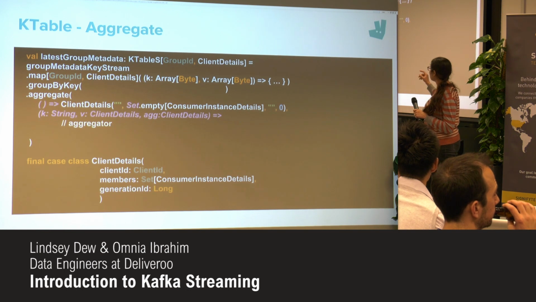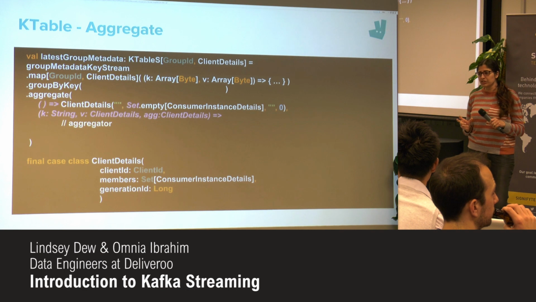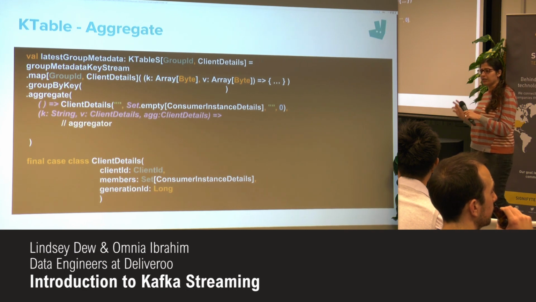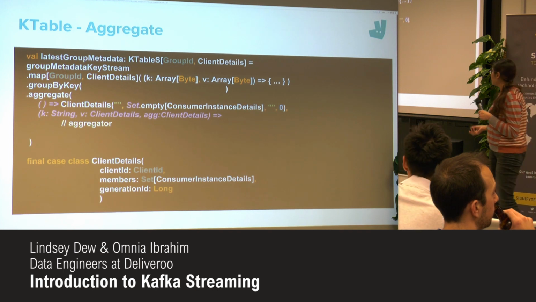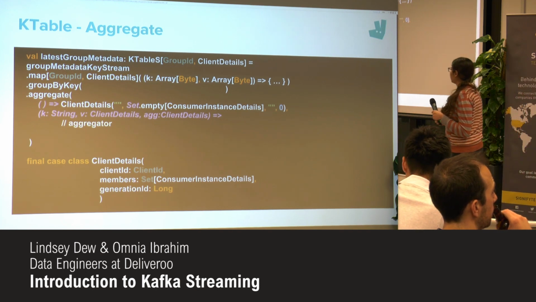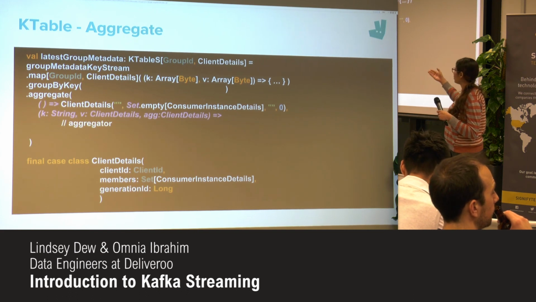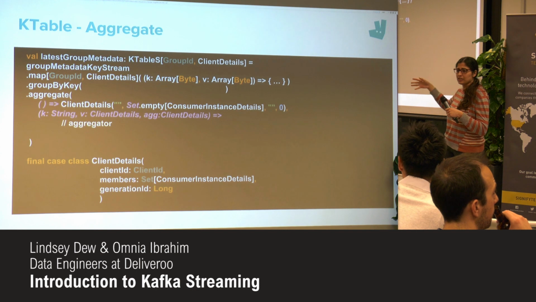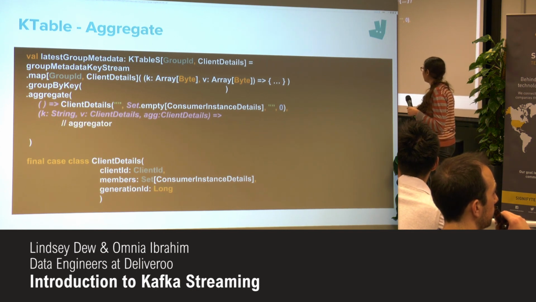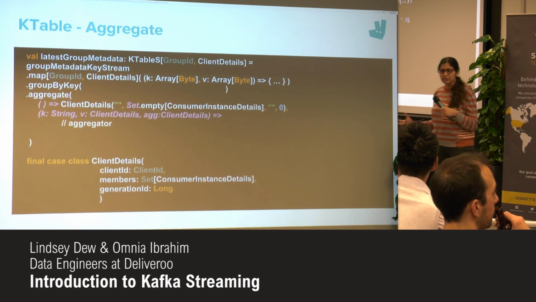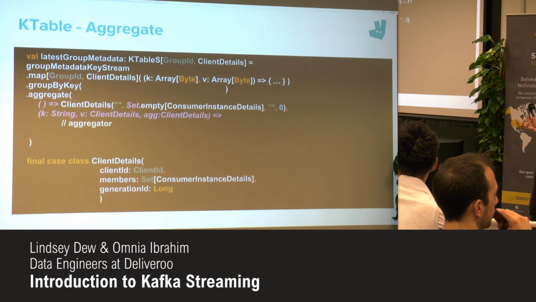And then we're going to do a group by key. Group by key is important because an aggregation in the stream is actually an aggregate by key, so you need to group them by key first. And the aggregation is so simple. It just takes an initializer, which in our case is a client details with everything empty, and the aggregator body, which takes a key, a value, and an aggregator, and you do your aggregation. This will run and give you a KTable of group ID and client details.